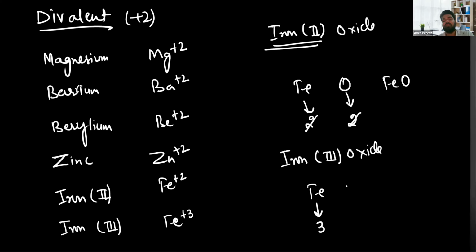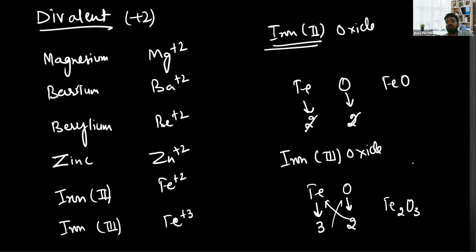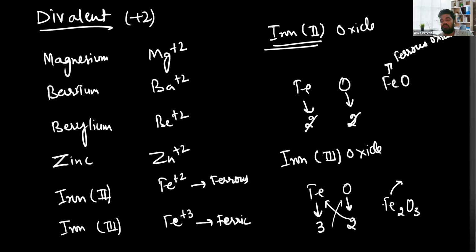For this, you have to use the valency 3 of iron, and oxygen is 2. Cross multiply, you will get Fe2O3. One thing you need to keep in mind here is that when iron has 2 valency, its name is ferrous, and when it has 3 valency, its name is ferric. So this is ferrous oxide. It is also iron oxide, but the name is ferrous oxide. And this is ferric oxide. Please note it down.